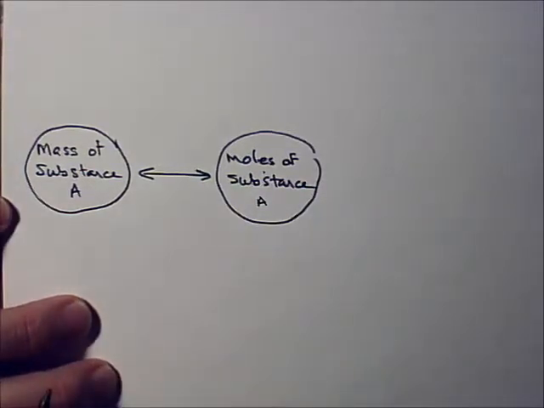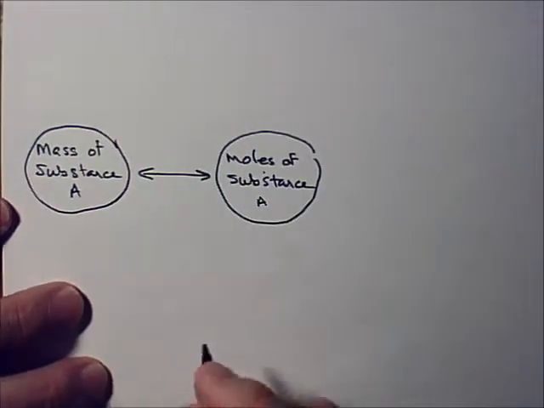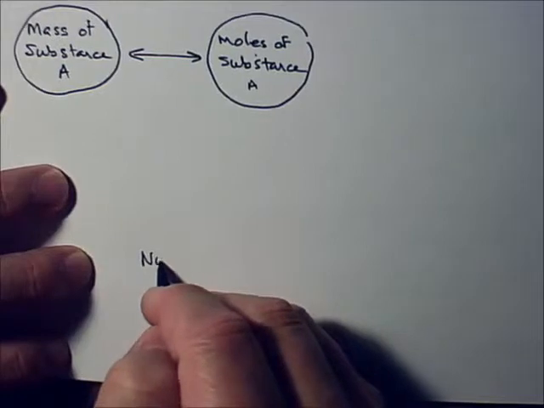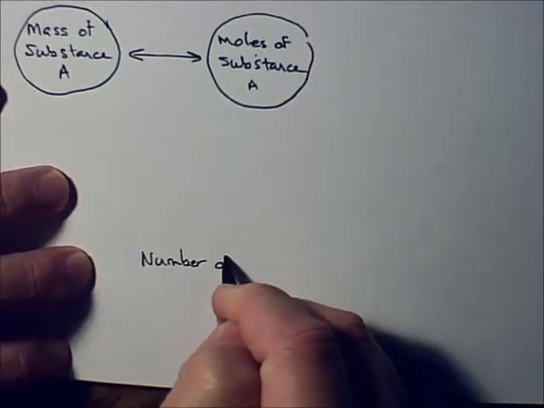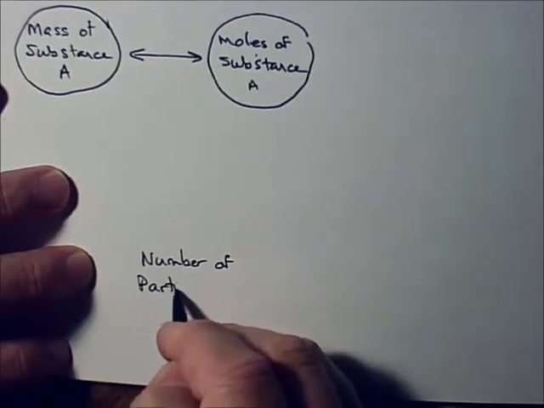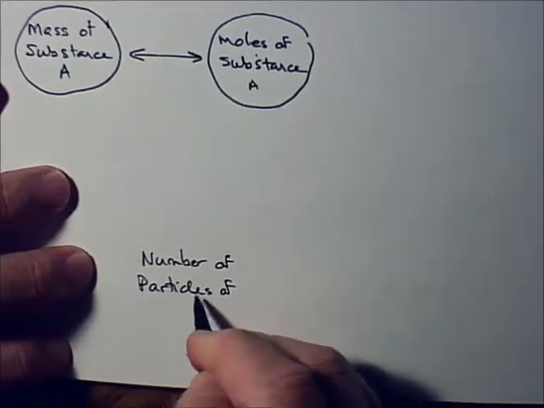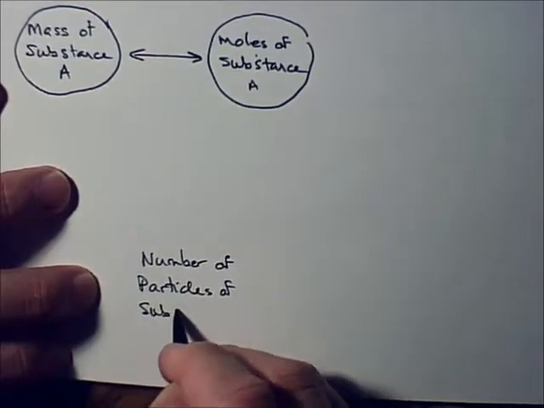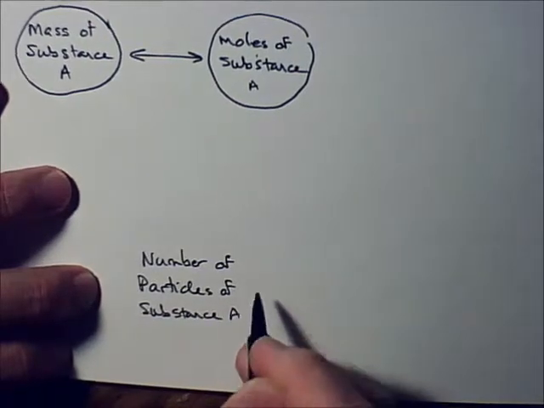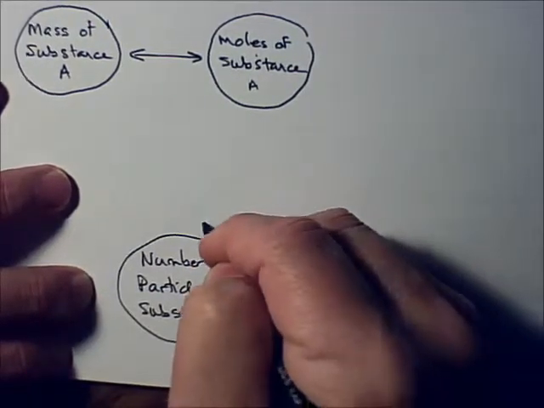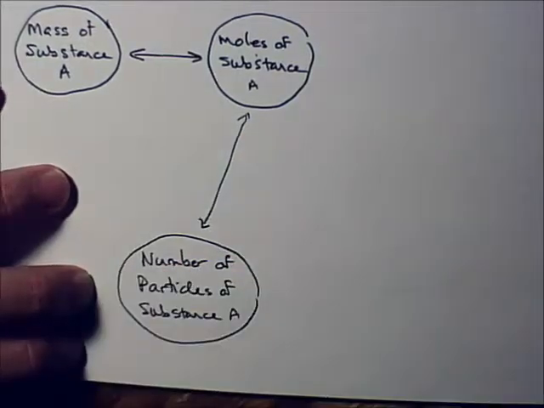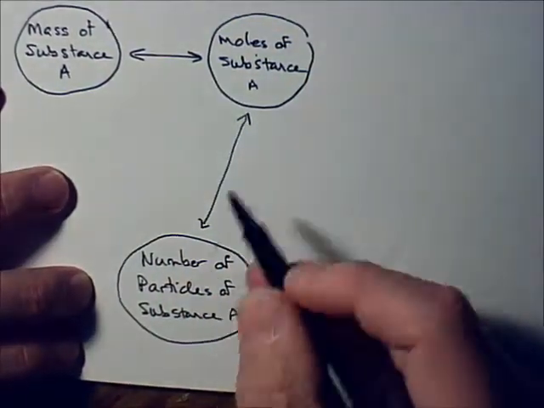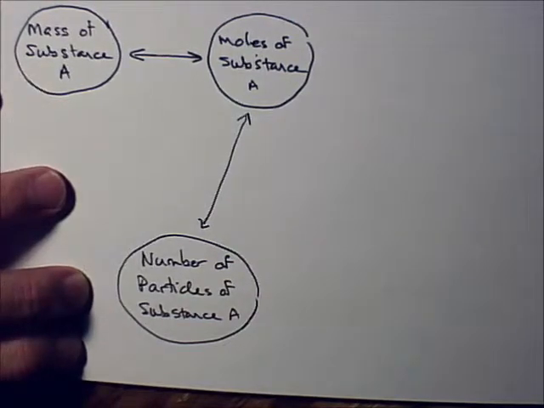But he also told us about particles, the number of particles in a mole. So if we know the number of particles of substance A, using Avogadro's number properly, we can go from number of particles to the moles of that substance.